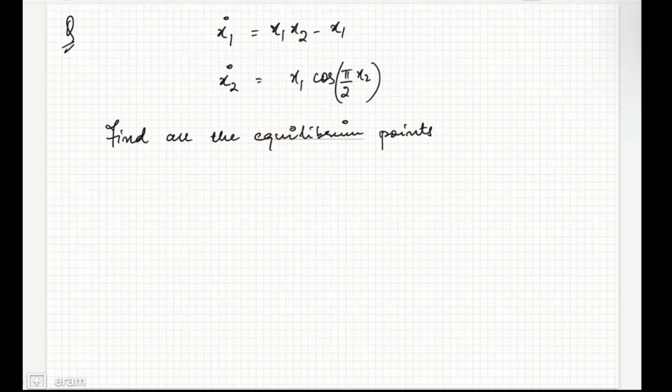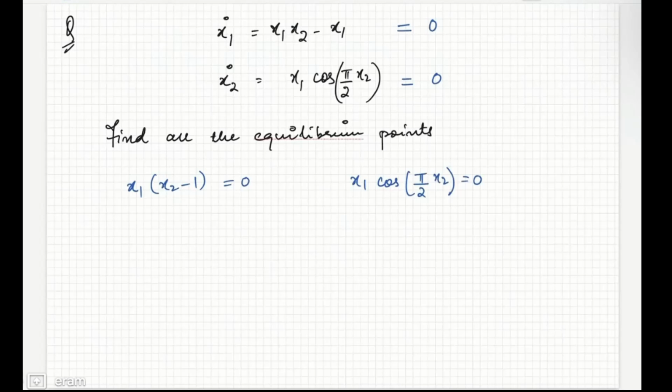How can we find out the equilibrium points? To find the equilibrium, we substitute x1 dot equals 0 and x2 dot equals 0. So we need to solve for x1, x2 such that x1 dot is 0 and x2 dot is 0. Equating the first dynamics to 0 will give us x1 into (x2 minus 1) as 0, and equating the second dynamics to 0 will be this as 0.